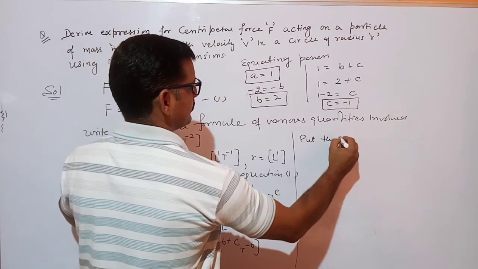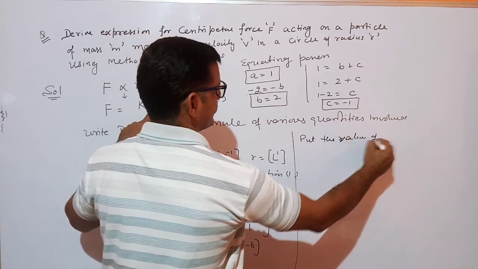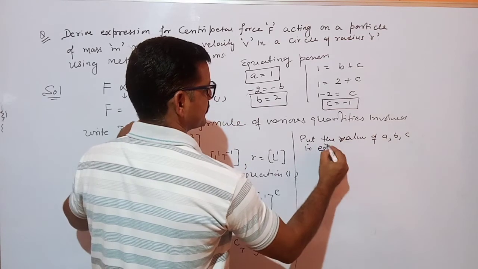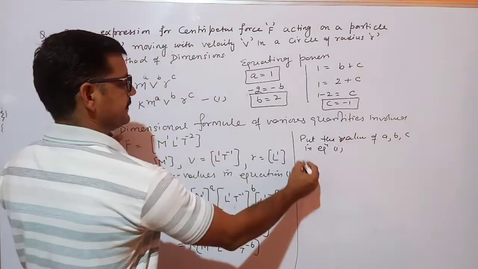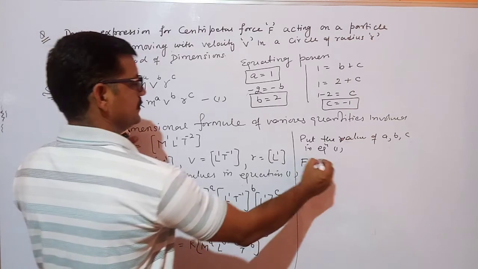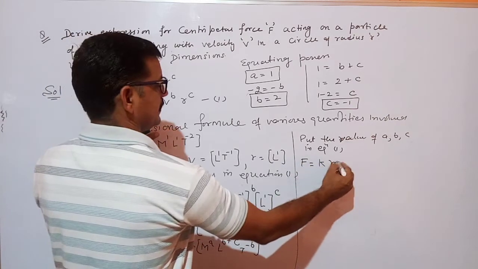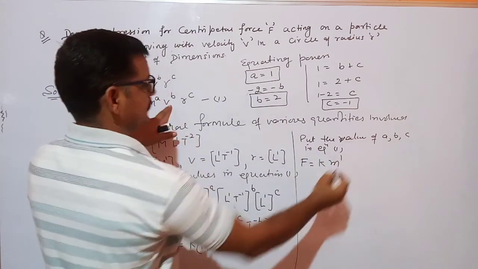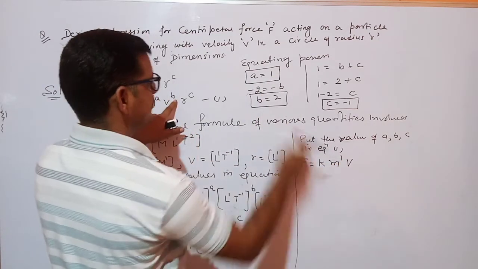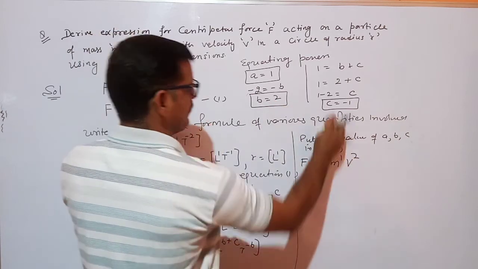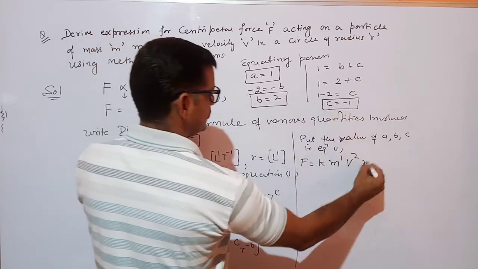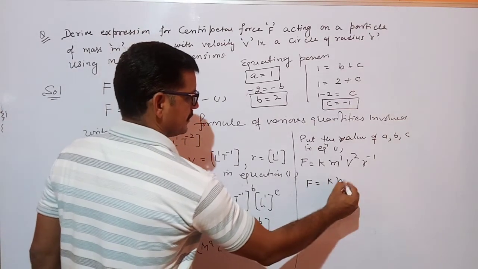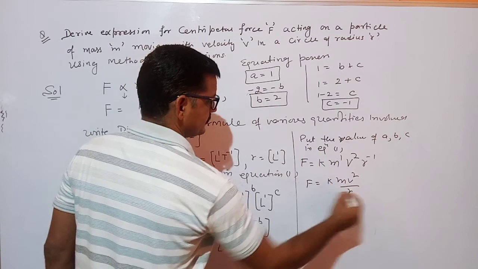Put the values of a, b, c in equation 1. So what will we get? F equal to k m power a. A is 1. Velocity, that is v, power b, we have here 2. C is equal to minus 1. So r power minus 1. So F equal to k m v square upon r.